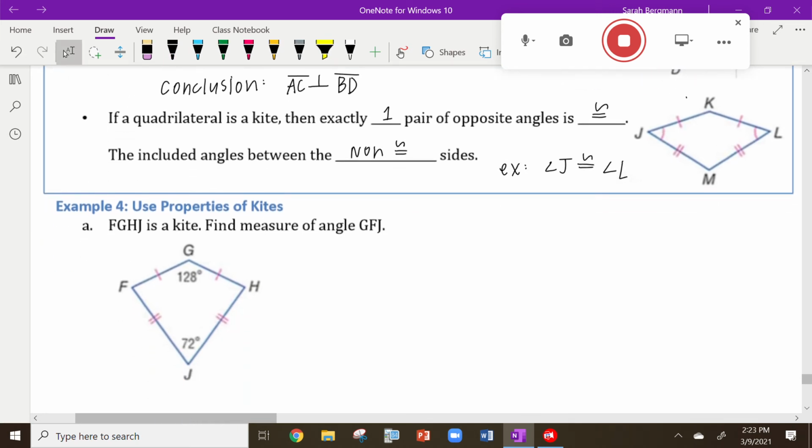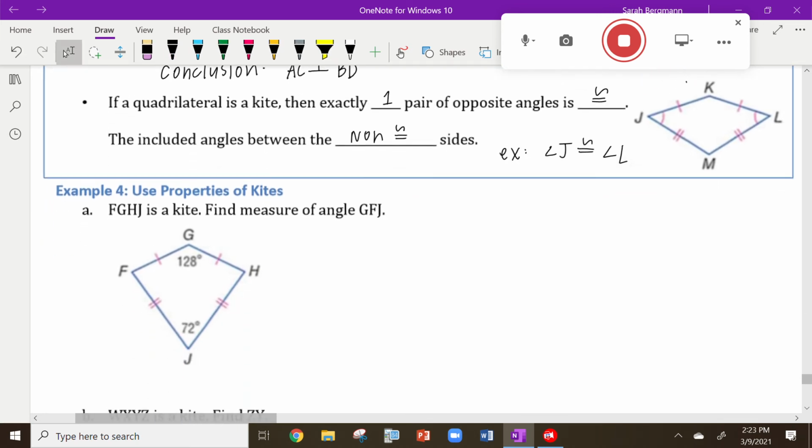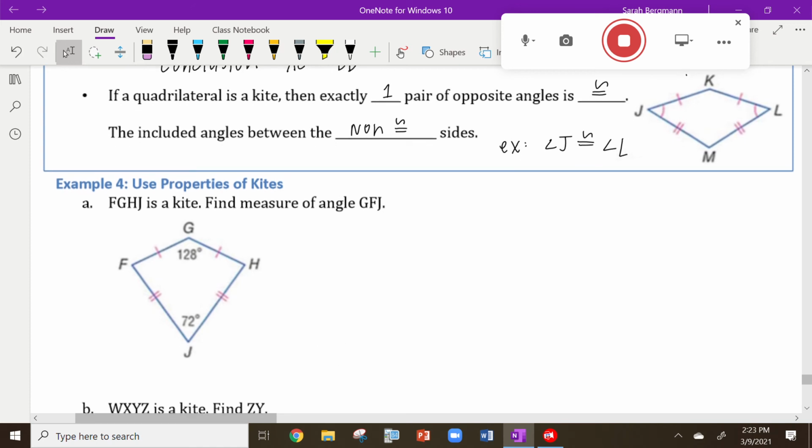Let's try an example. FGHJ is a kite. Find the measure of angle GFJ. That's this angle here. Now I know that GFJ, or angle F we could call it, must be congruent to angle H, because they're the angles formed by the non-congruent sides. Again, I know that this is a quadrilateral, so I know that all the angles must add up to 360 degrees. Any quadrilateral has a sum of interior angles of 360 degrees.